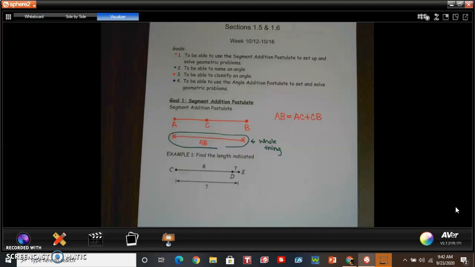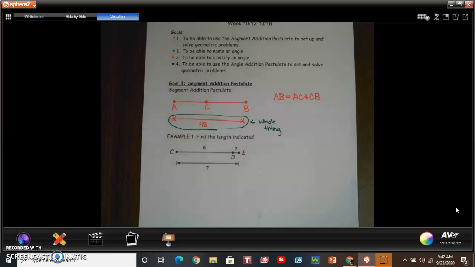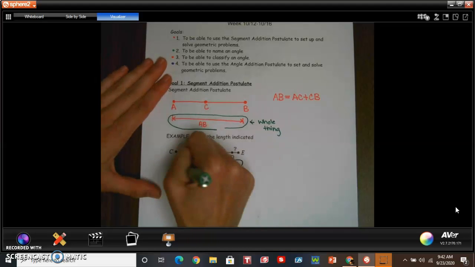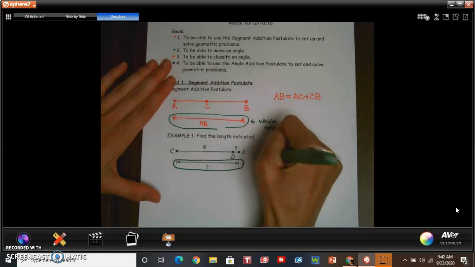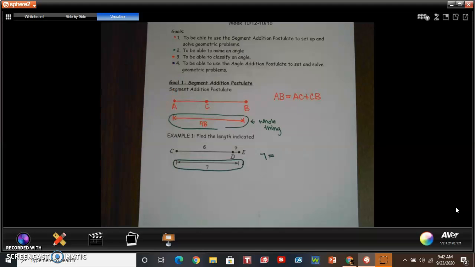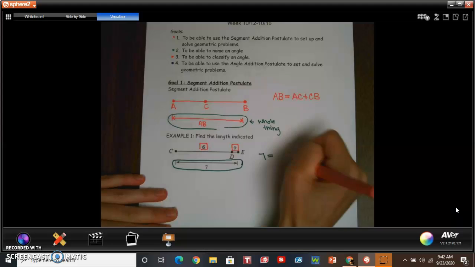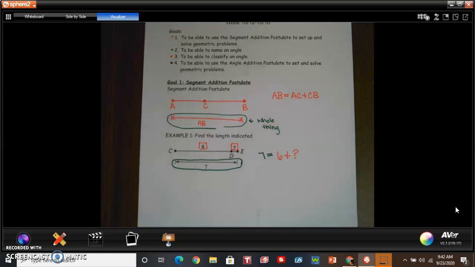Now this is going to be a lot easier once we get actual numbers and algebraic expressions involved. So let's go ahead and practice this. Looking at example 1, and this is, remember, a problem that's on your actual homework. It says find the indicated length. So the first thing we need to do is identify the whole thing. So our whole thing here is 7. So 7 is equal to, now let's see what else we know. We know 6 and we know question mark. 6 plus question mark.